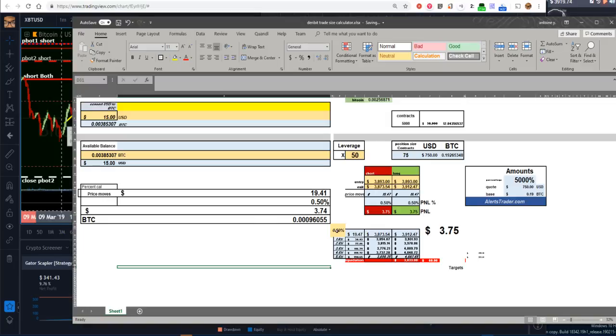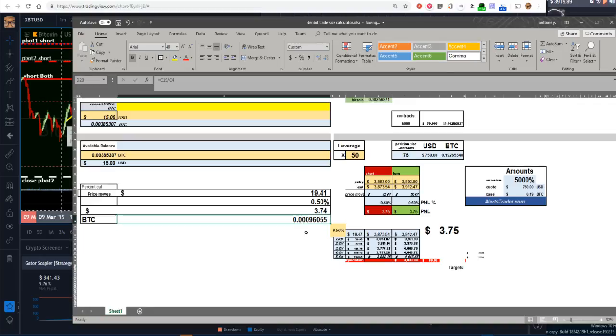But at 50%, we got 3.74. All right, so at about 0.00096, you're going to take profit. Otherwise, you might lose it.